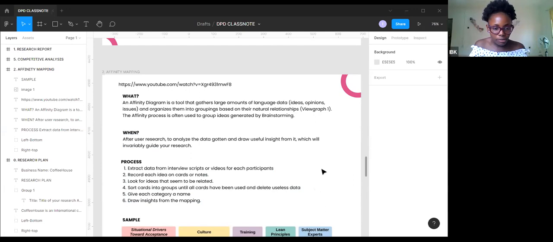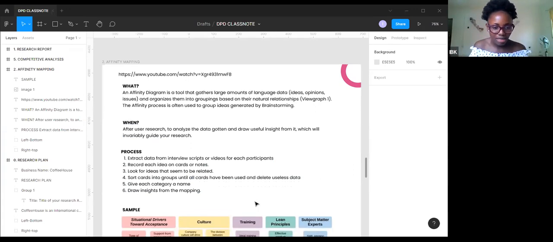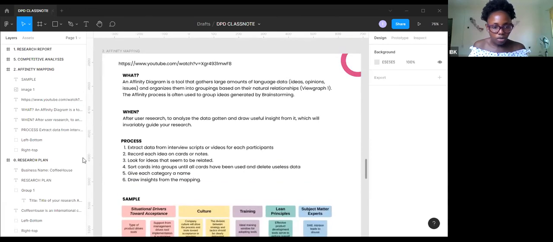Okay, so the thought process: you look for ideas that seem related. The fourth one, you sort cards into groups until all the cards have been used and you delete useless data. Like I said, you're going to have some useless data. So what is useless data? Useless data is something that does not contribute to the design that you're doing or the product that you're trying to build. If it's not going to contribute to what you're doing, then it's useless. You can just put it by the side or delete it.